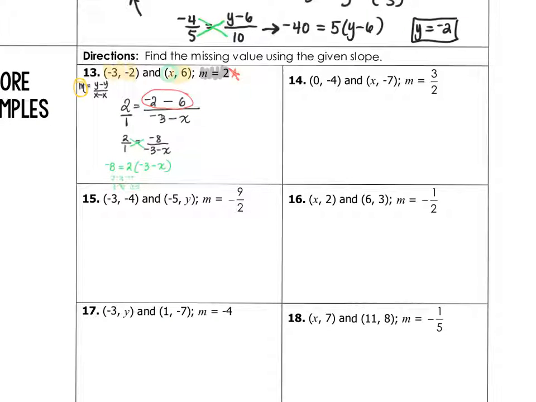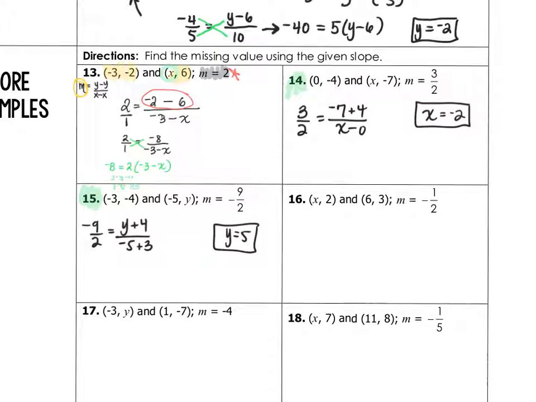Okay, to finish off here, go ahead and try 14 and 15. Pause the video, and then I'll give you the answers. All right, so for number 14, the way I set it up, you could have set it up differently. Just know that it has to be y minus y over x minus x, as long as you have them correct. But if you set it up, the correct answer is x equals negative 2. And for number 15, the correct answer is y is equal to 5.